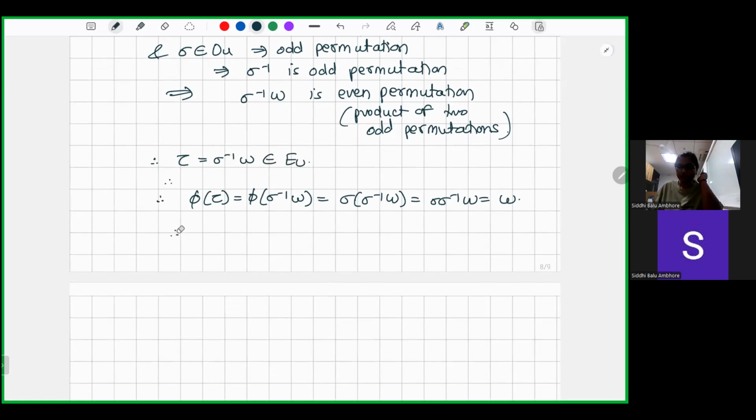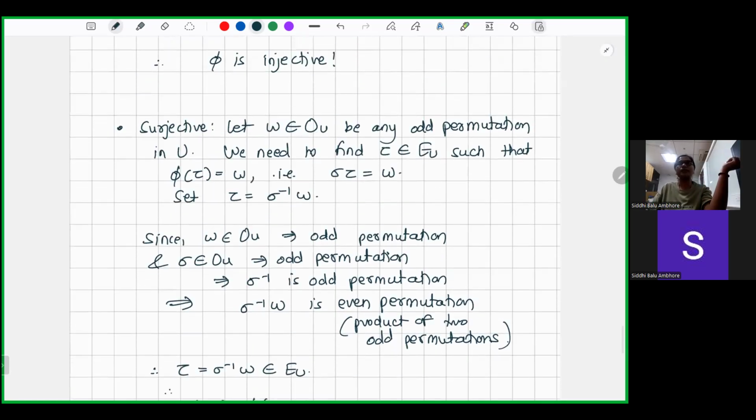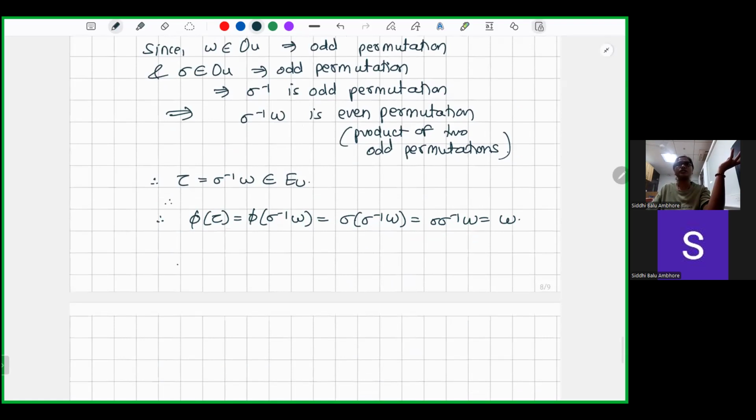So therefore, omega in OU was arbitrary, and I could find an even permutation such that its image under phi is omega. Okay, so therefore I have, therefore phi is surjective.